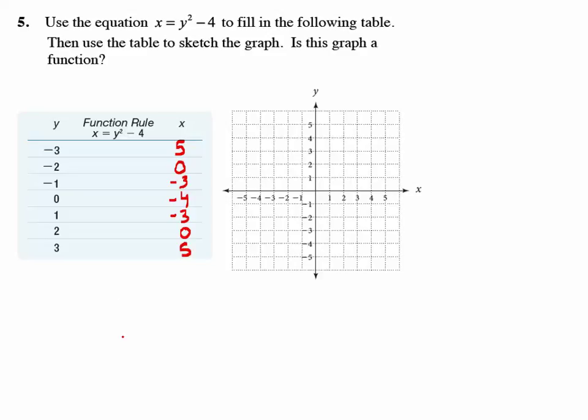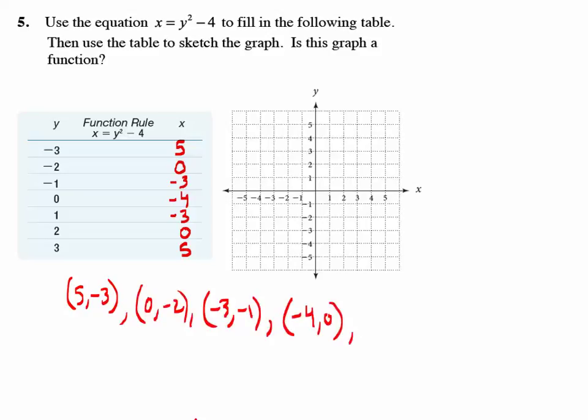And can you plot those? Be careful, because this is not the x, this is the y. So they're sort of in reverse order. So if you want to, maybe write them correctly here. So 5 comma -3. 0, -2. -3, -1. -4, 0. -3, positive 1 this time. 0, 2. And then how about 5 comma 3? After you plot them and graph them, can you tell me if it is a function?